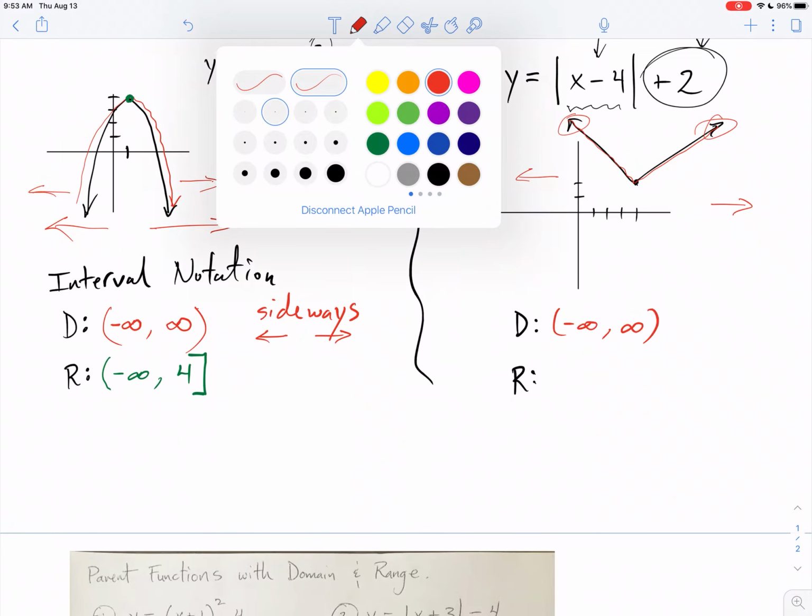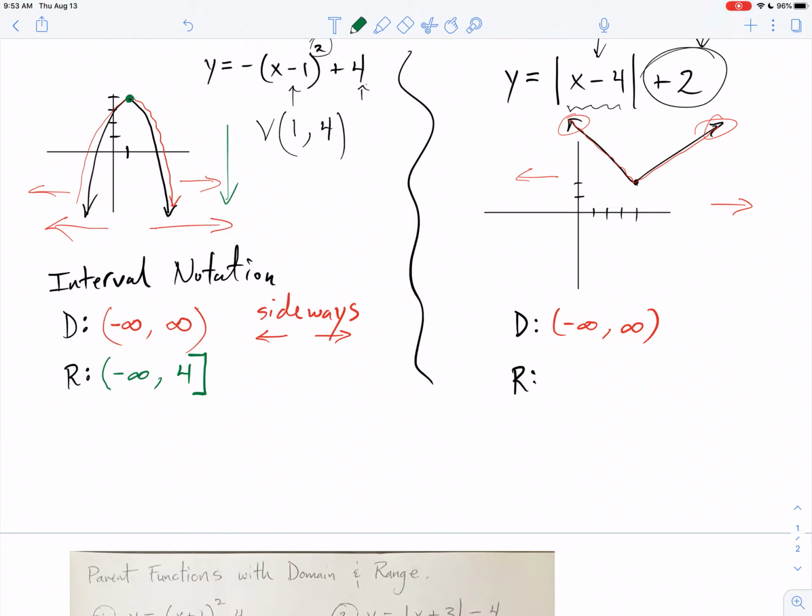Now, take a look at it. Let's go back. We're going to get a green pen, and we're going to do the range. It appears to me that this graph has a lowest value at 2, and then it goes upward. See, range only cares about down or up. So here we go. 2 is an achievable number. 2, it's right there. So I use a bracket. Long story short. And I put a 2, then I put a comma, and then I say this thing goes upward forever, so I put an infinity. And that is the correct domain and range for this absolute value function.